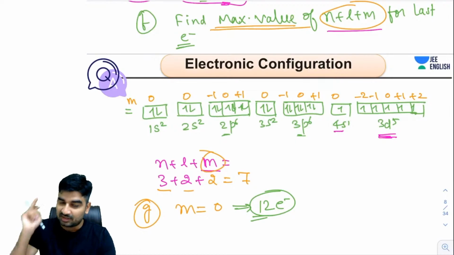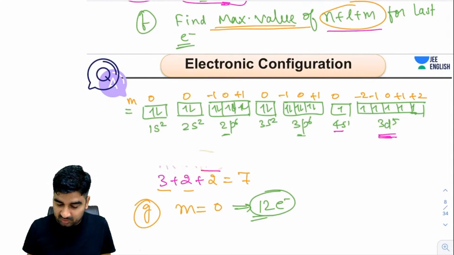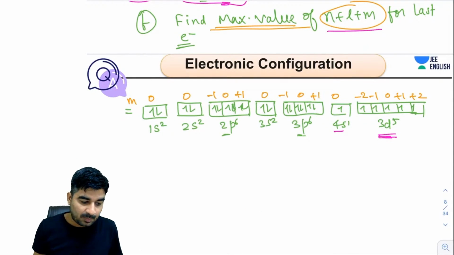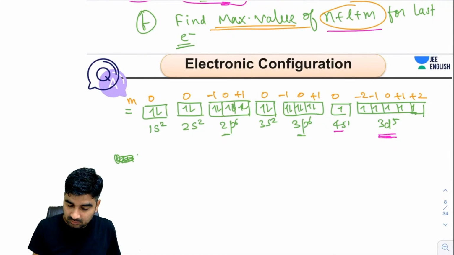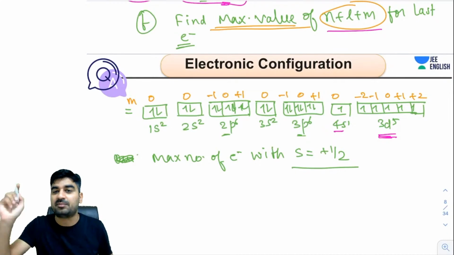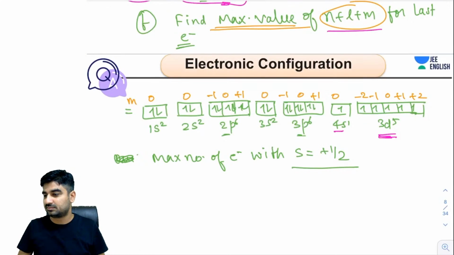Yes. Let me ask one more question and let me see who solves it. Very important question. The question is: maximum number of electrons with spin plus half. Tell me, maximum number of electrons with spin plus half. Solve it, quick, quick. I'm waiting.